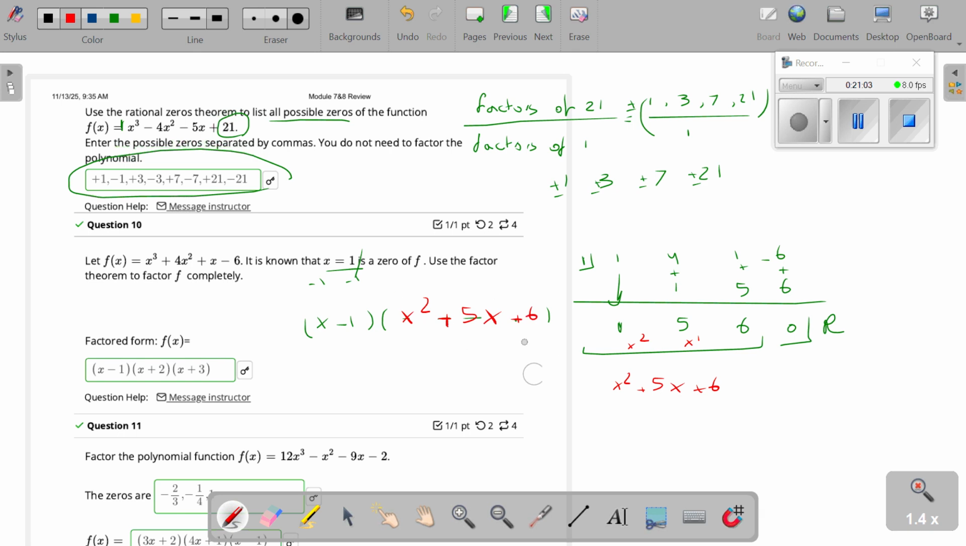Now I'm going to see if I'm able to factor this one more step or not. Can I find two numbers that add up to 5 and multiply to 6? Yes. Those two numbers are 2 and 3. So I can factor this as x plus 2 and x plus 3. Notice that I can do this because the coefficient is 1. Otherwise, I had to split the middle term using these two. But now I can use the shortcut and just write x plus 2 and x plus 3. And the other factor was already x minus 1.